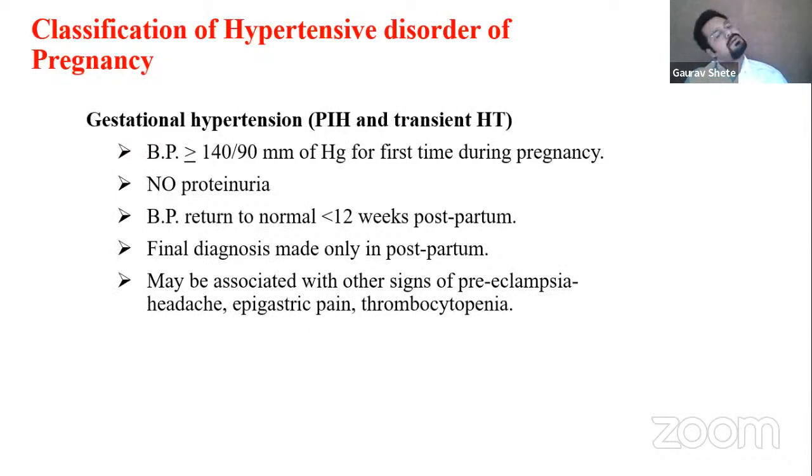Okay, so now we'll discuss gestational hypertension or transient hypertension. Patient's BP is more than 140/90. A patient has crossed 20 weeks of gestation. The BP has been checked on 2 occasions, 4 to 6 hours apart to confirm this, and there is no proteinuria. And the final diagnosis is only after delivery, after 12 weeks post-delivery. So if the BP returns back to normal after delivery, within 12 weeks, it will be defined as gestational hypertension. Okay, next.